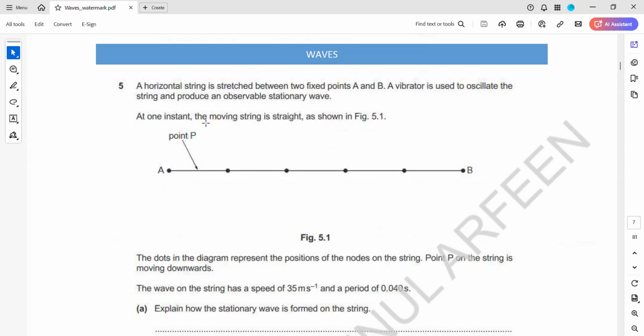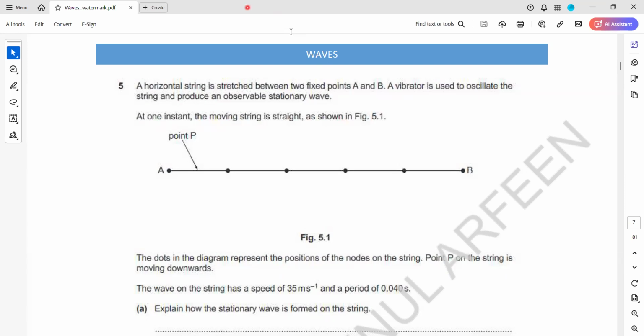So page 7, a horizontal string is stretched between the two fixed points A and B. So there's a string which is stretched between the 2 points A and B. The vibrator is used to oscillate the string and produce an observable standing or a stationary wave. At one instant, the moving string is straight as shown.